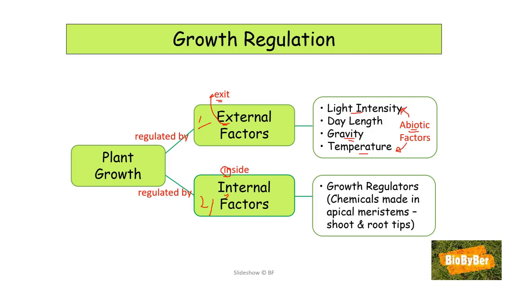What about internal factors? How do they affect plant growth? Well, internal factors are really growth regulators. Growth regulators regulate the growth of plants. In my day, they used to be called hormones. They are rather similar to hormones because they are chemicals made in apical meristems in a certain part of the plant, and they have an effect perhaps elsewhere. Apical meristems are the tippy top of the shoot and the tippy top of the root. They can also be called meristematic regions.